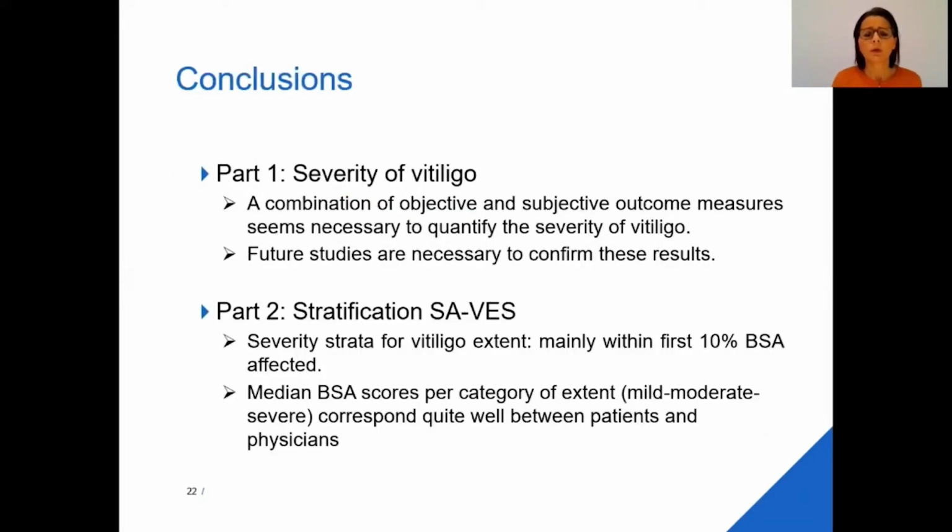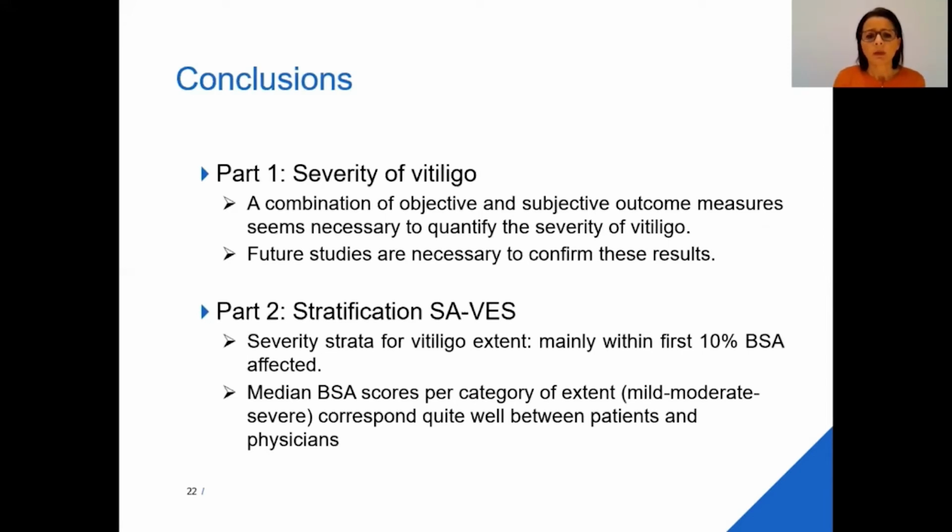So coming now to the conclusions. We can say that for this situation, a combination of objective and subjective outcome measures seems to be necessary to quantify the severity of vitiligo. But future studies are necessary to confirm these results, in particular in a diverse population, including different ethnic backgrounds.